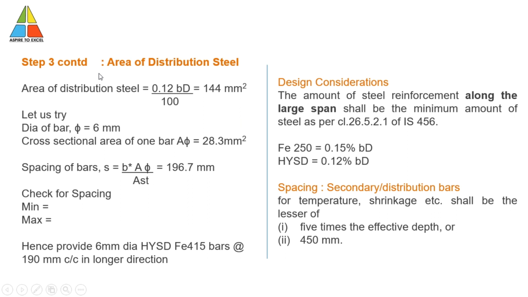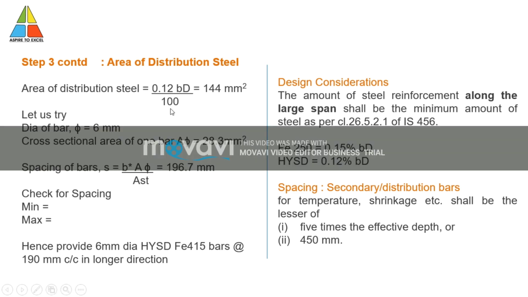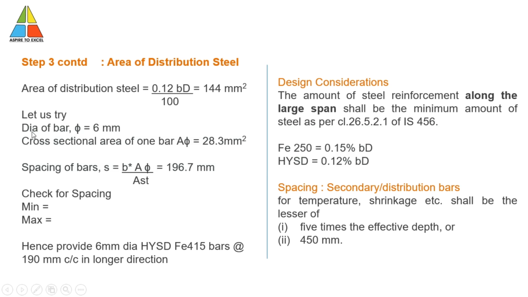This is not to be designed, only minimum steel has to be provided. Minimum steel for HYSD bar is 0.12 percent, that is 0.12 divided by 100 into gross cross-sectional area, B into capital D. So it comes out to be 144. Since we cannot use a bar less than 6 mm, this is the least size of bar that we can use for structural steel. So the cross-sectional area would be pi by 4 into 6 square. So it works out to be 28.3.